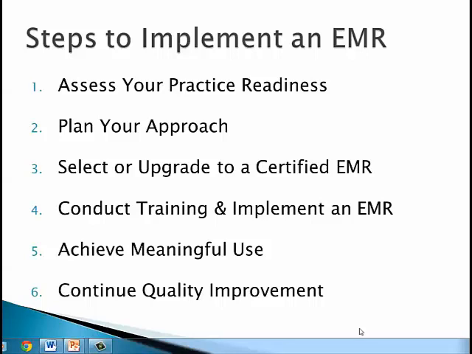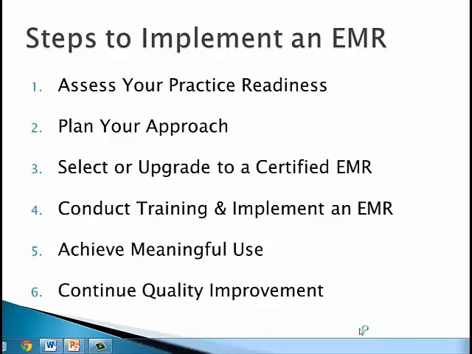Thirdly, we're going to select or upgrade to a certified EMR. This is very important, especially for meaningful use, because in order to achieve meaningful use, you must be on a certified EMR. It's one of the bases for meaningful use. Next, we want to conduct training and actually do the implementation of the EMR. This is very complex. We want to make sure everyone's on board, everyone's trained properly, and we want the system running as intended. Next, we want to achieve meaningful use.